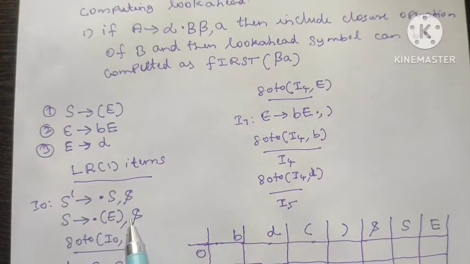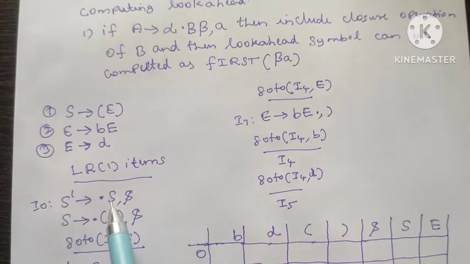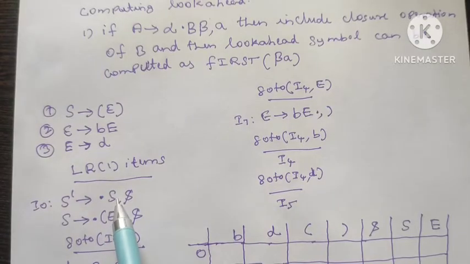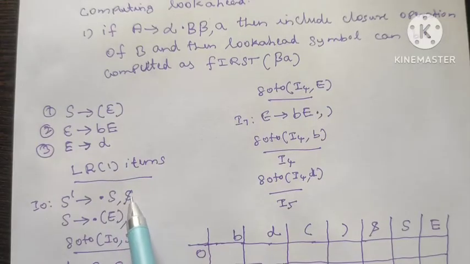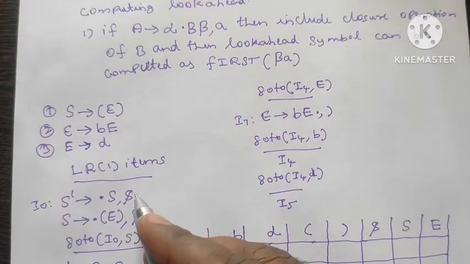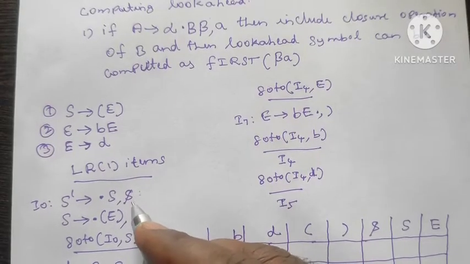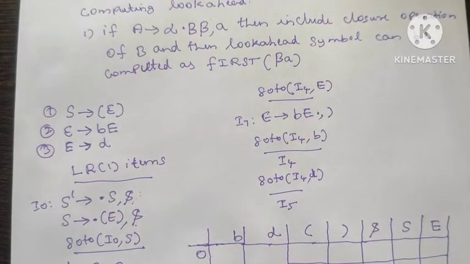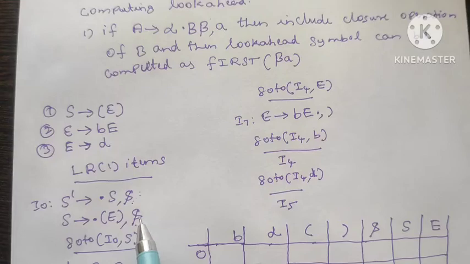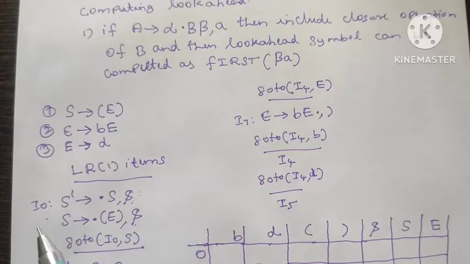Now how to compute this dollar? We have to find the lookahead symbol. See here, the first production is S dash tends to dot S. So B is S, beta is what comes after that, and beta is actually epsilon and a is dollar. Since beta is epsilon, first of beta a is first of epsilon dollar, which is dollar. So I introduce dollar here. This is the mechanism. Now we are getting this production, and I name this item set as item set 0.